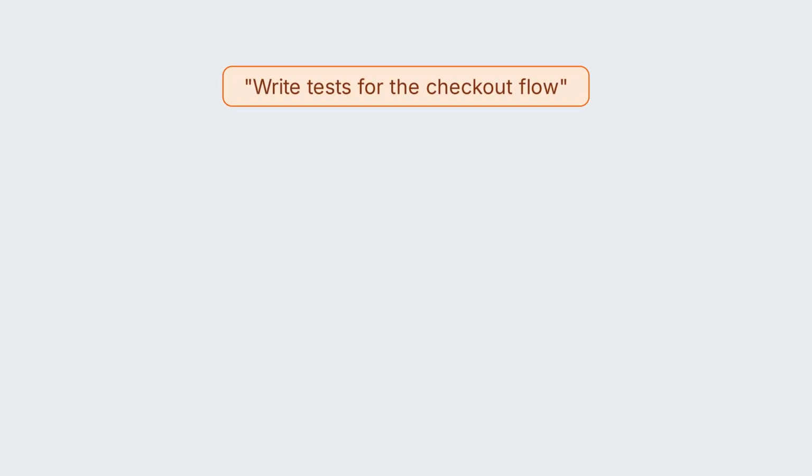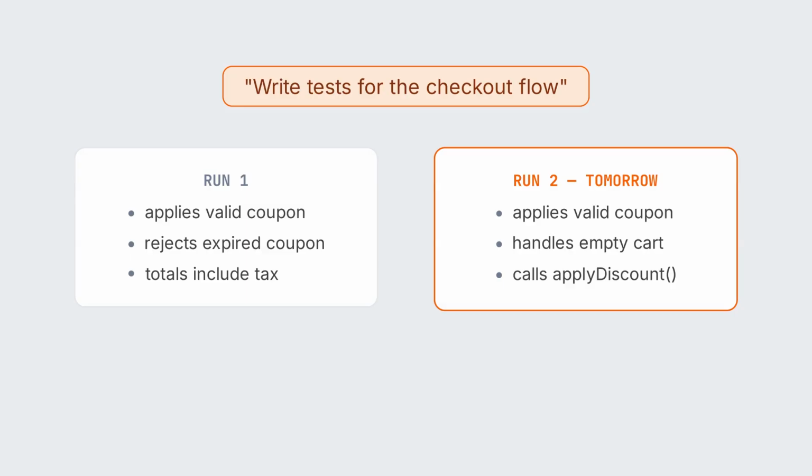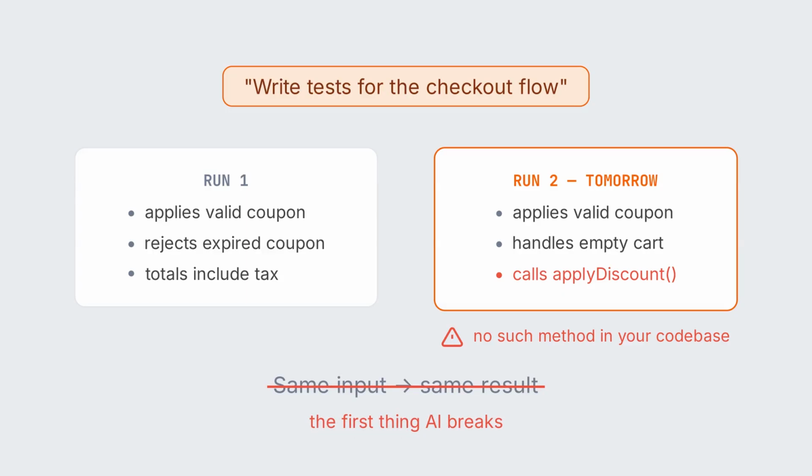Ask an AI to write a test for your checkout flow. It gives you one. Ask again tomorrow, and you get a different one. Maybe better. Maybe one that calls a method your codebase does not have. Testing has always assumed the same input gives the same result. That is the first thing AI breaks.